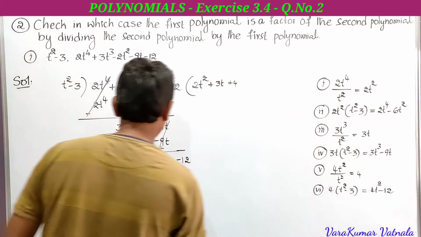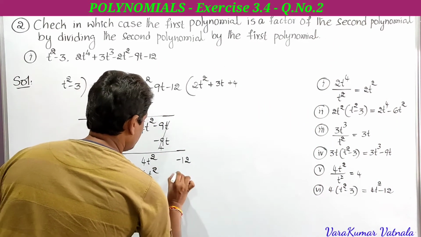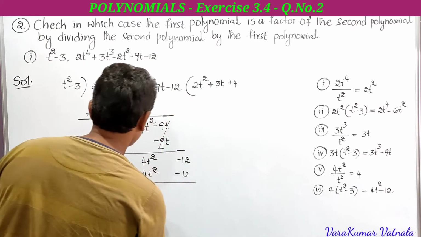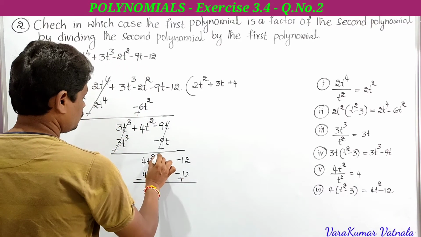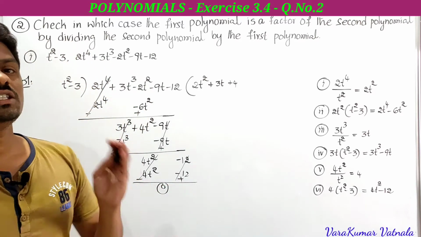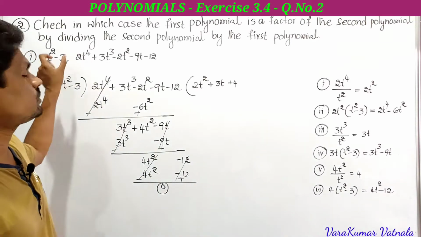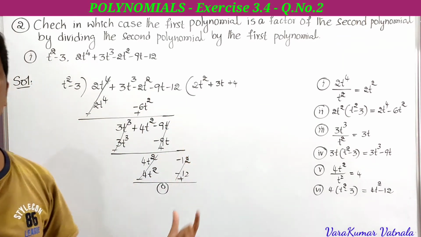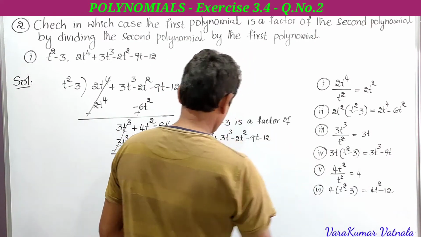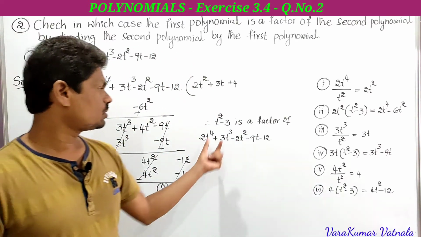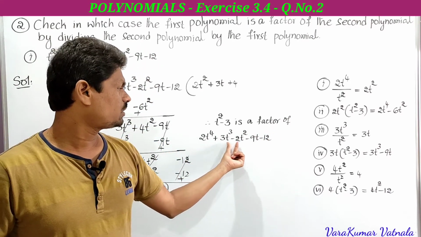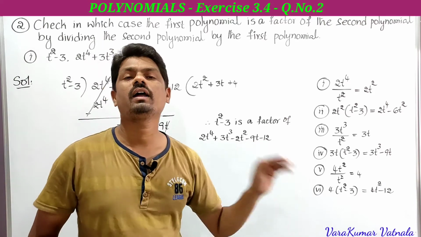So write here 4t square and minus 12. You can write these two like this. Subtract here, it becomes minus, it becomes plus. So these two get cancelled, these two get cancelled, and we get a remainder 0. Since the remainder is 0, we can say the first polynomial is a factor of the second polynomial. Therefore, since the remainder is 0, t square minus 3 is a factor of 2t to the power 4 plus 3t cube minus 2t square minus 90 minus 12.